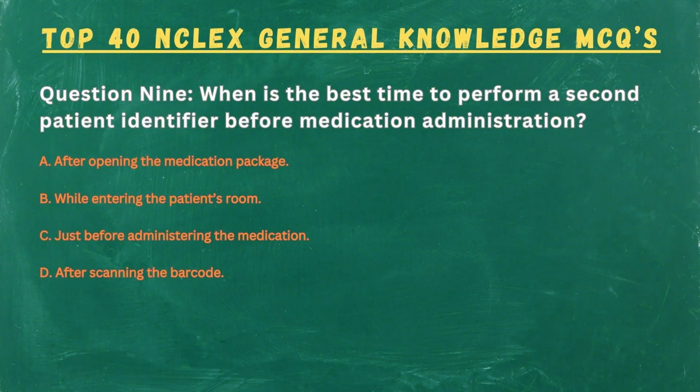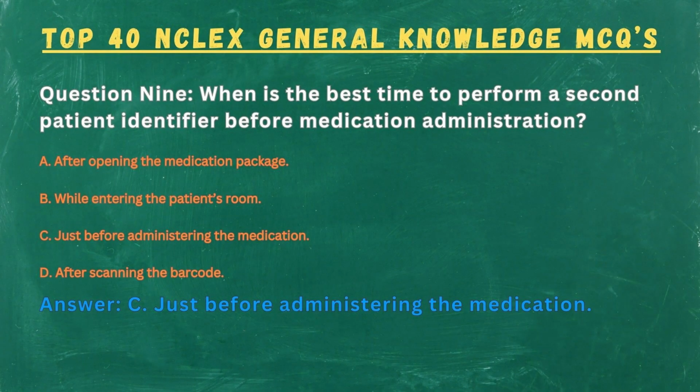Question 9. When is the best time to perform a second patient identifier before medication administration? A. After opening the medication package. B. While entering the patient's room. C. Just before administering the medication. D. After scanning the barcode. Answer. C. Just before administering the medication.